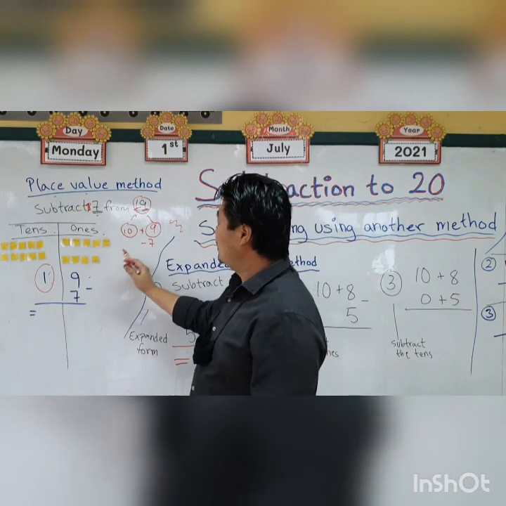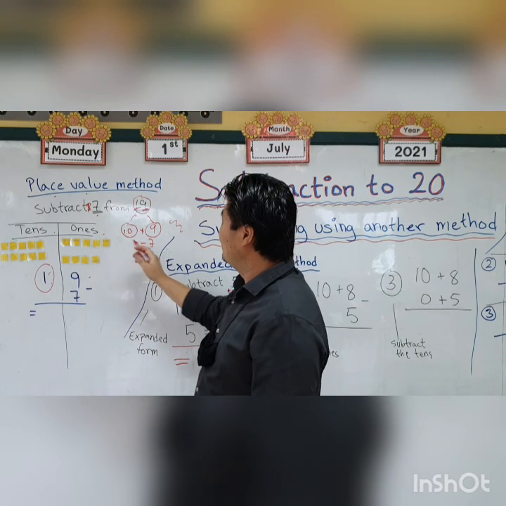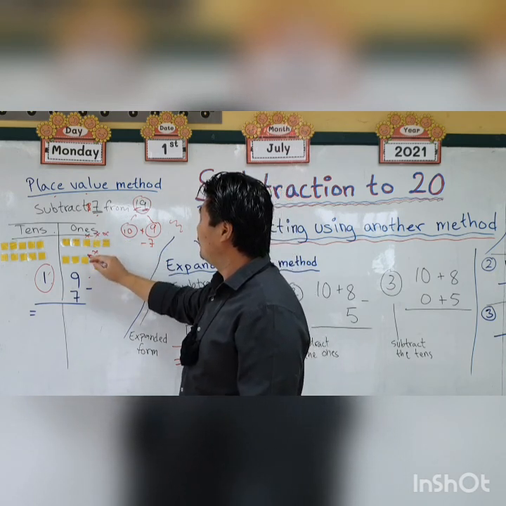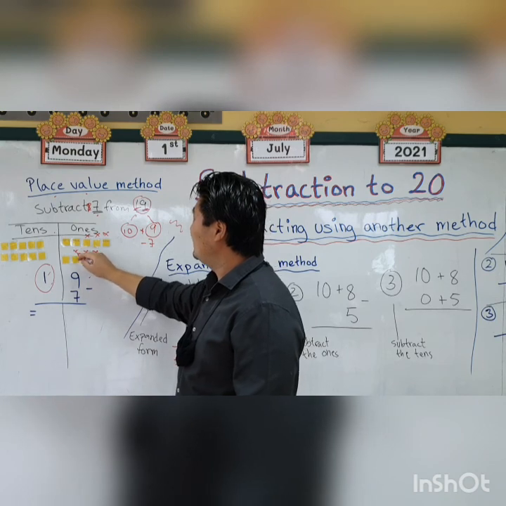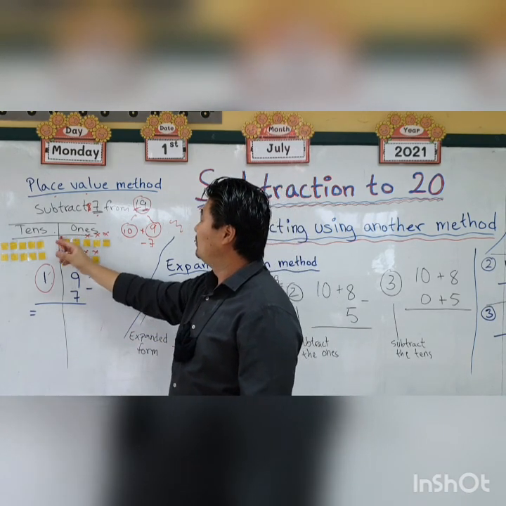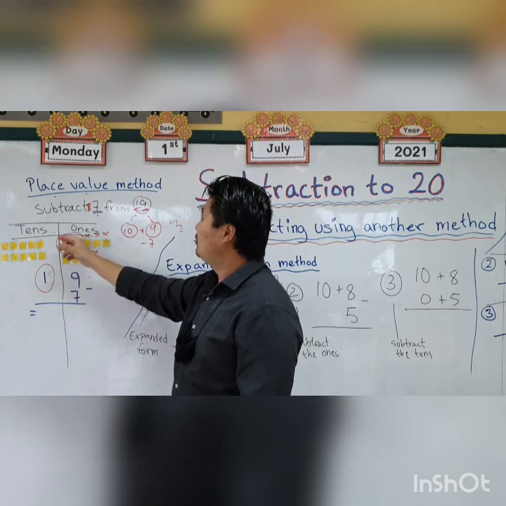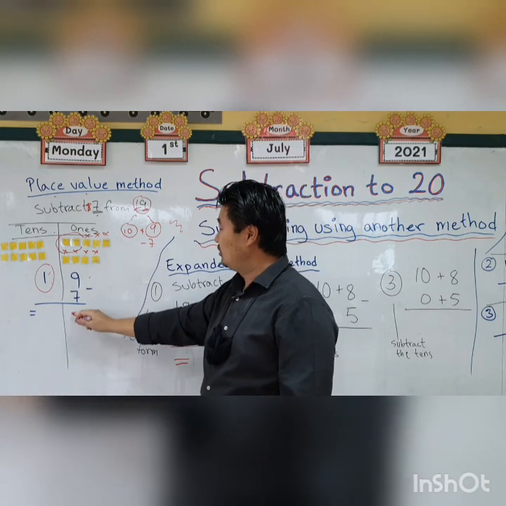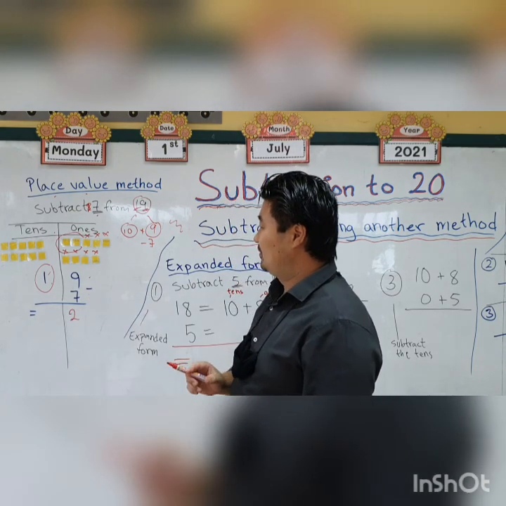So okay, let's start with crossing out 7. 1, 2, 3, 4, 5, 6, 7. So then we have how many? 2 left. So 9 minus 7 equals 2. Okay?